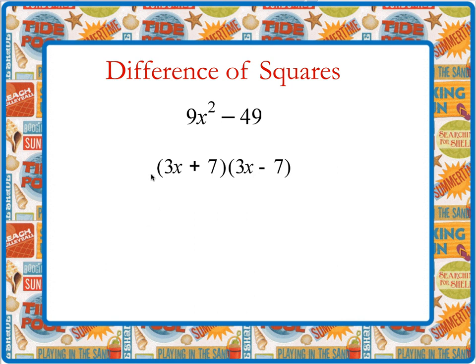The first terms will give me the 9x squared. The last terms will give me the negative 49. And the middle terms, the inside will give me 21x. The outside will give me negative 21x, and those will cancel themselves right out.